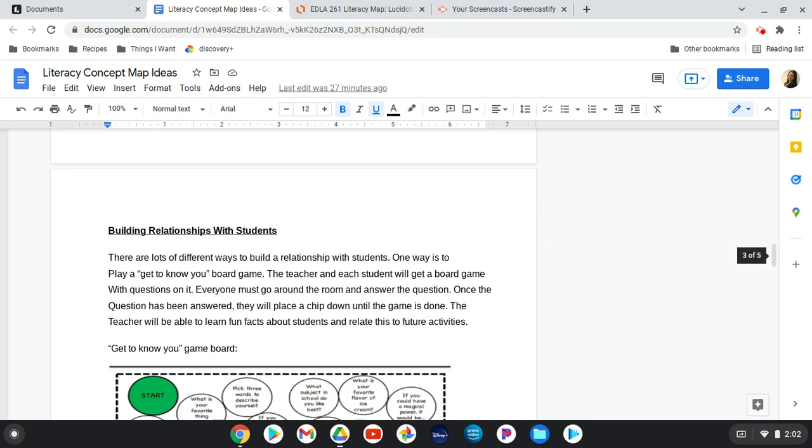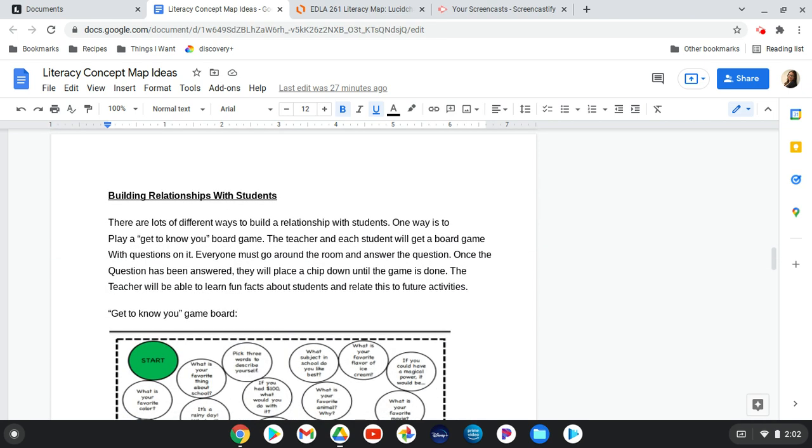So, my third and final recommendation is to build relationships with students. And there are actually a lot of different ways that we can build relationships with students. One way to do this is to actually play a get to know you board game. This is when the teacher and each student will get a board game with questions on it, and everyone must go around the room and answer the question.